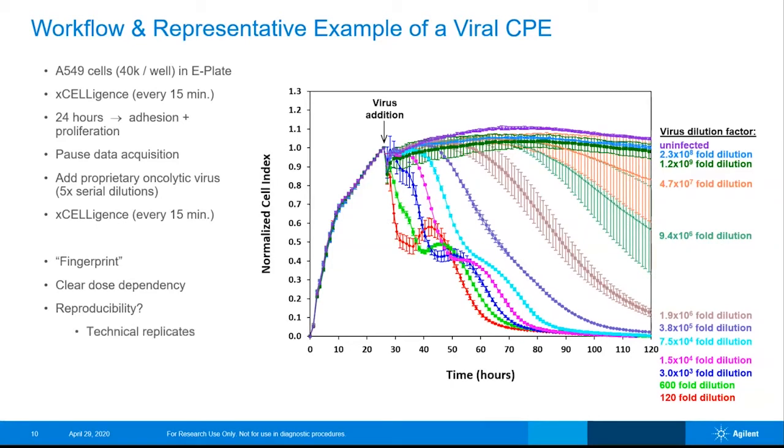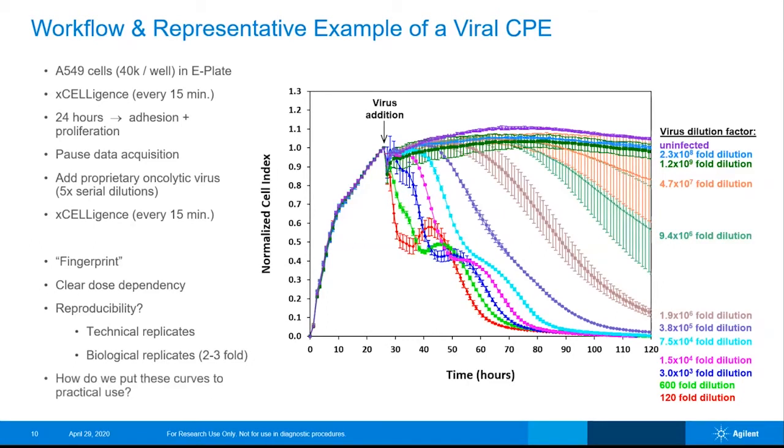So this is an example of the type of reproducibility you get amongst technical replicates. What about biological replicates? Well, I can tell you for this particular oncolytic virus, we ran, I think it was 12 to 14 different assays over the course of 3 or 4 months. And the EC50s we were getting varied just 2 to 3-fold. So both from a technical and biological replicate standpoint, the reproducibility tends to be very good.